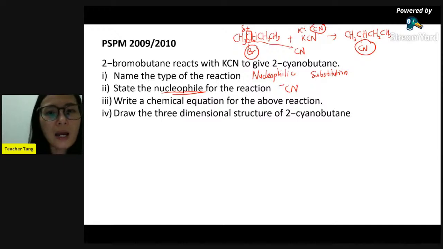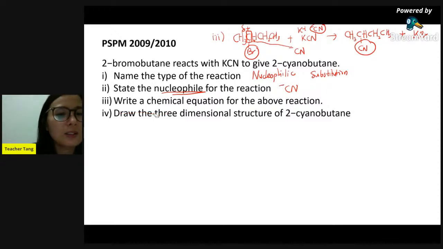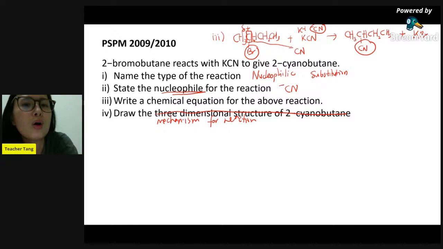Next, write the chemical equation for the above reaction. I have written the chemical equation. The byproduct is KBr. And it asks you to draw the 3D structure of 2-cyanobutane. For this one, I want to change a bit. Shall we draw the mechanism for this reaction? To draw the mechanism, you need to determine whether it is SN1 or SN2.